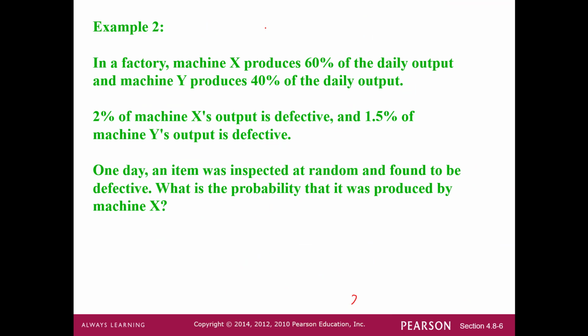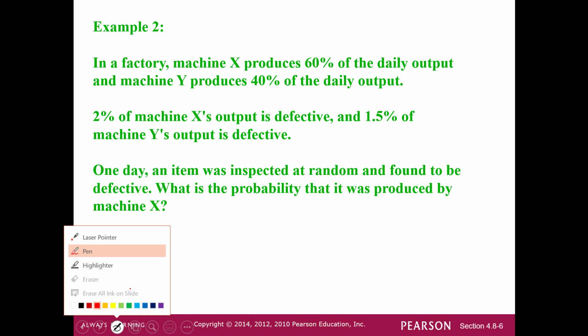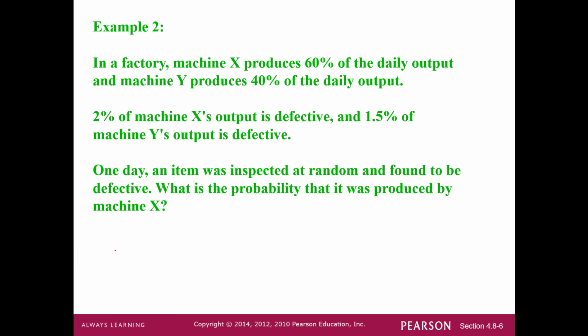Now, another example could be in a factory: machine X produces 60% of the daily output. Machine Y produces 40% of the daily output. So we have two machines, X and Y. 2% of machine X's output is defective. 1.5% of machine Y's output is defective. One day an item was inspected at random and found to be defective. So this is the given condition: the item they found is a defective item.